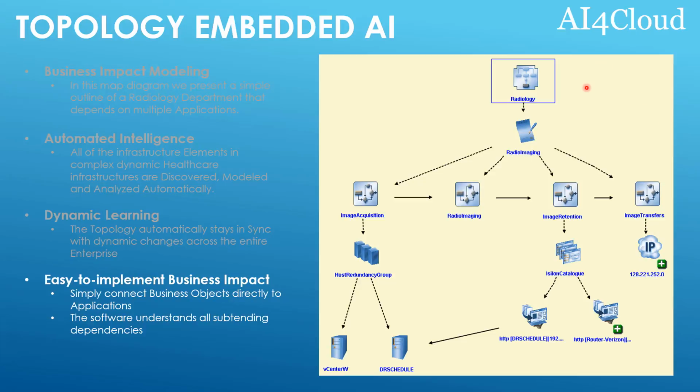In the demonstration, we'll show how simple and easy it is to connect the business topology to the underlying infrastructure. It's primarily a matter of connecting business objects directly to high-level application services. The software automatically understands the underlying infrastructure relationships and dependencies required to support the application service. In the next and final screenshot, we'll see a basic example of how this business logic works to help an organization prioritize infrastructure conditions.